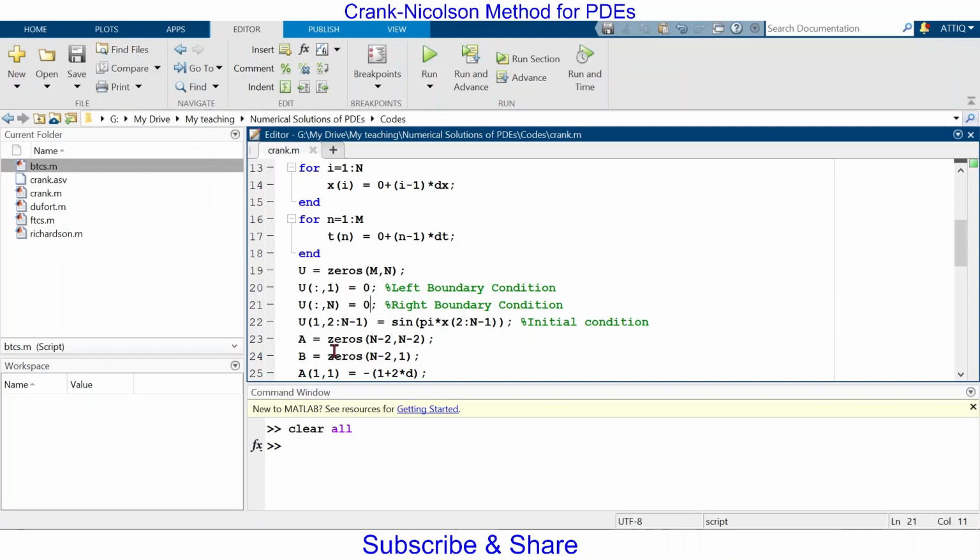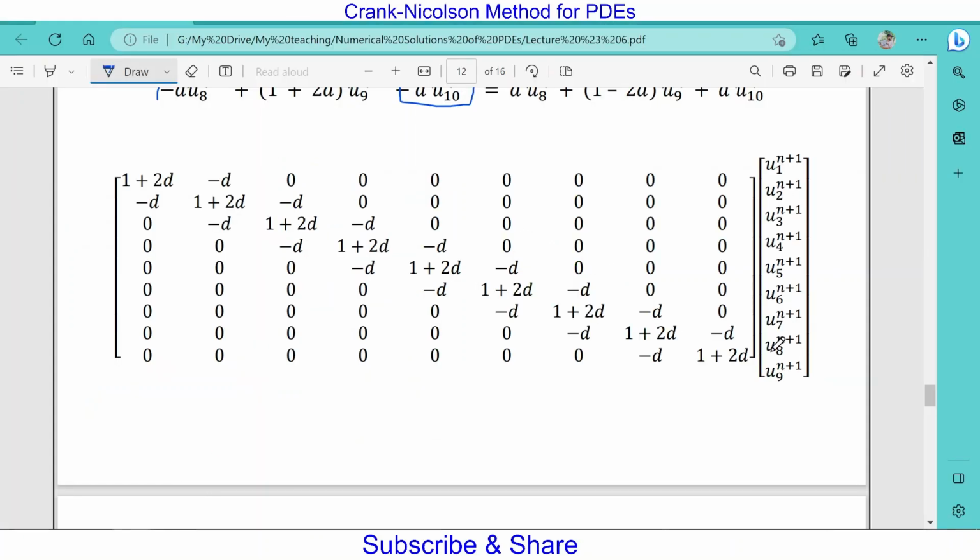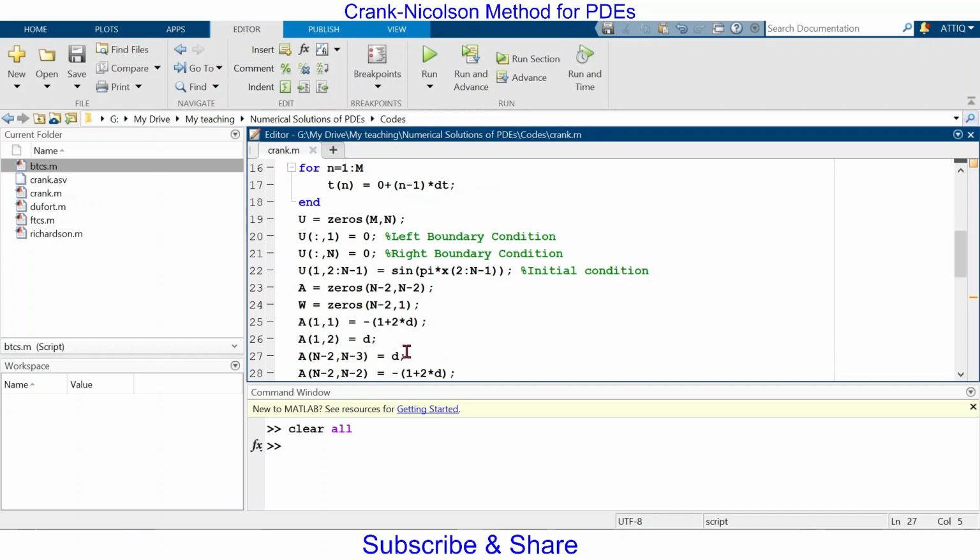So in general, the dimension of A will be n minus 2. And let's call the right hand side matrix in this case W, and the dimension of W will again be 9 cross 1, as you can see from here. And since we are making this code general, that's why we are using the general notations here.